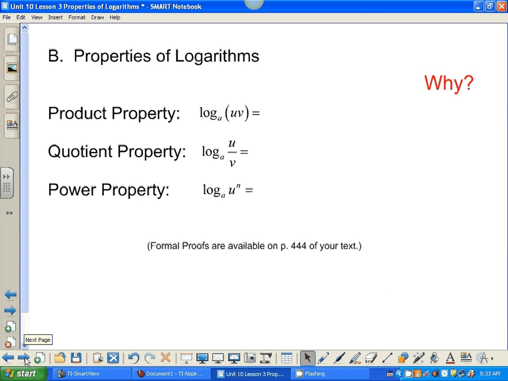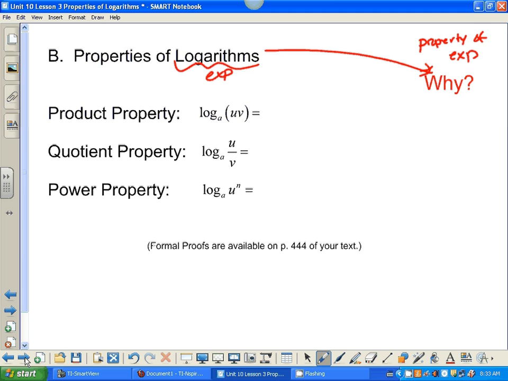So now we need to talk about properties of logarithms. A lot of students will look at these and try to apply normal operations of adding, subtracting, multiplying, and dividing. But if you remember what a logarithm means, a logarithm is an exponent. The reason these properties work is that they are all related to properties of exponents. So you're going to see me parallel those in my explanation.